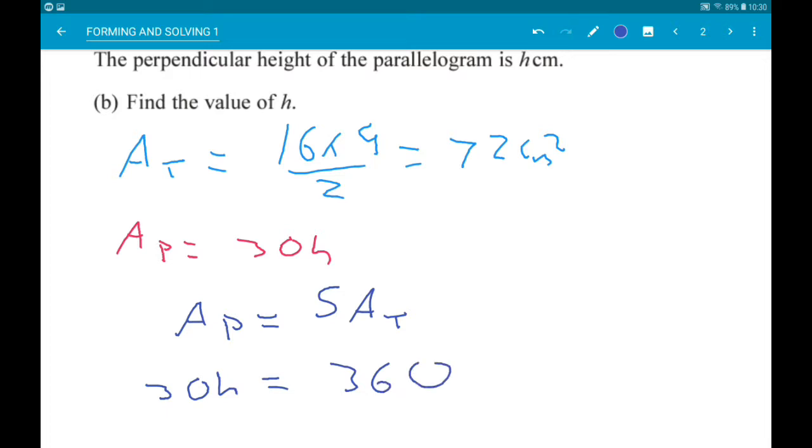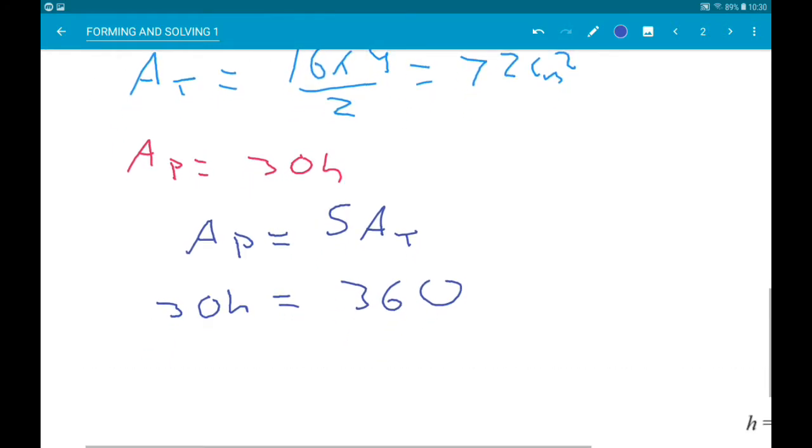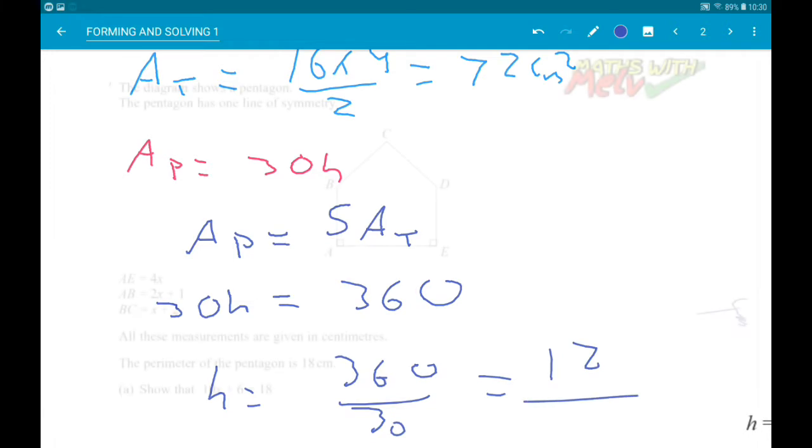Now we want to get h, so divide by 30, we get h is 360 divided by 30, which is 12.